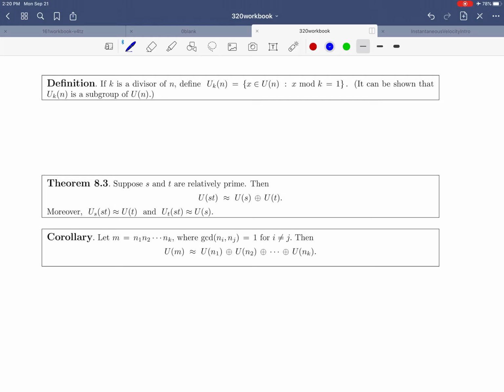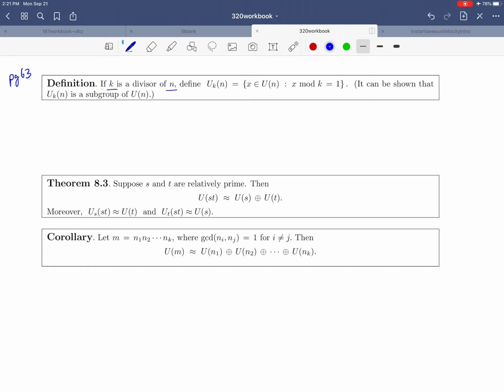In our work so far, we've used our groups of units mod n many times as examples to illustrate ideas. And in the context of external direct products, we have a few results that apply to our groups of units. To introduce those, we need a new definition, one new idea. So let's look at our definition right here on page 63.